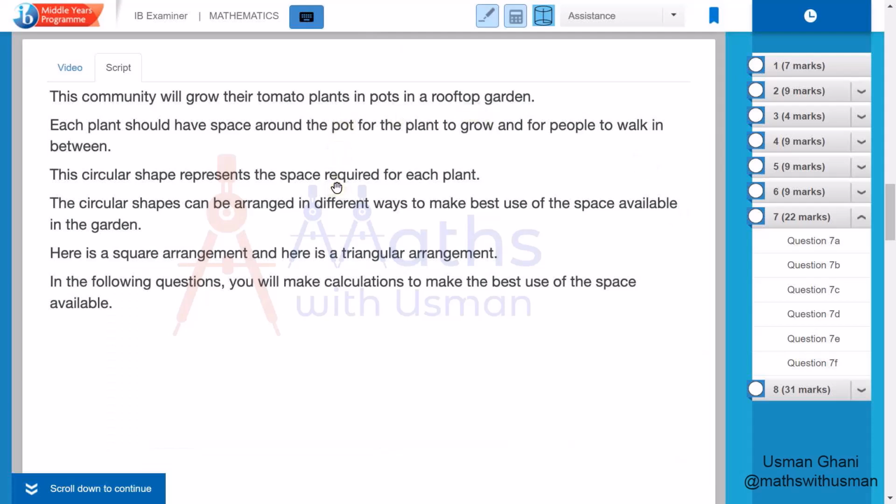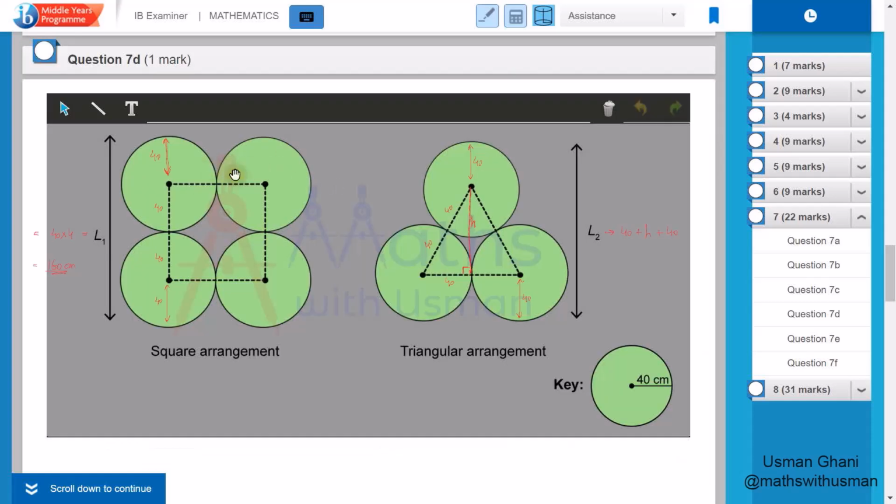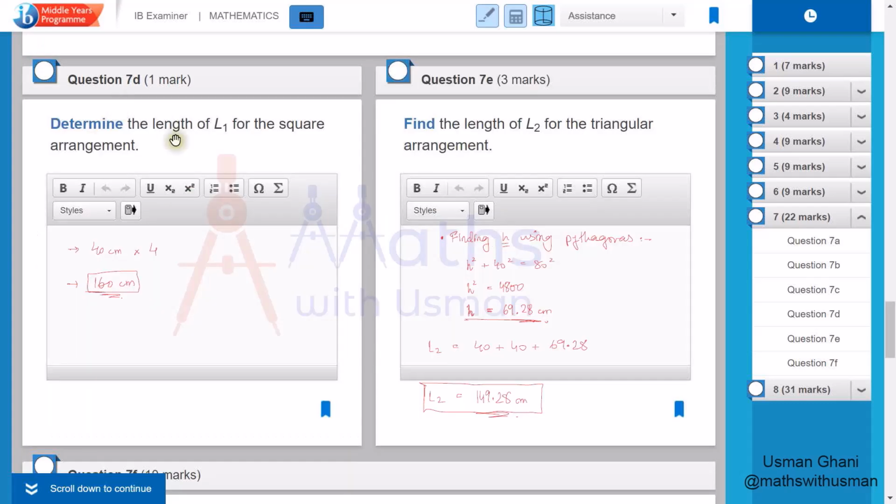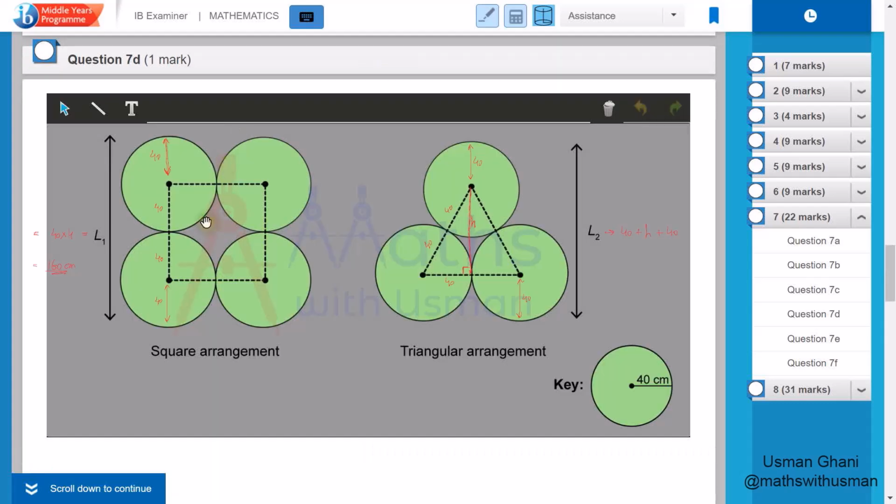The community wants to grow their plant in a rooftop garden. They have the choice to follow a square arrangement or a triangular arrangement. Both diagrams are given. If these diagrams were not given to you, you should have used them from the video by pausing the video and drawing them in your notebook. Okay, so find the length L1 for the square arrangement. We know that the radius is 40. 40 plus 40 plus 40 plus 40. This is L1. 40 multiplied by 4, that's 160.